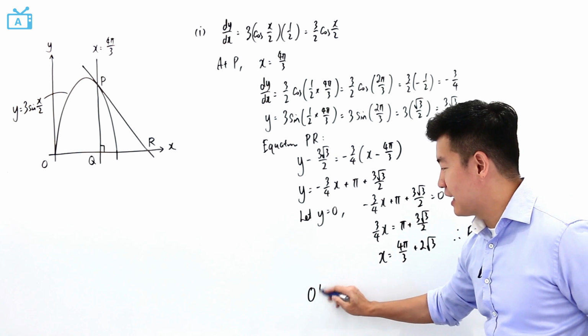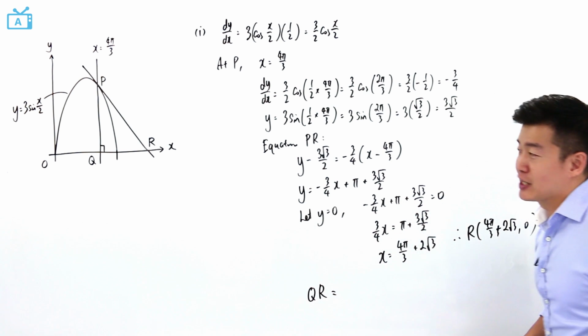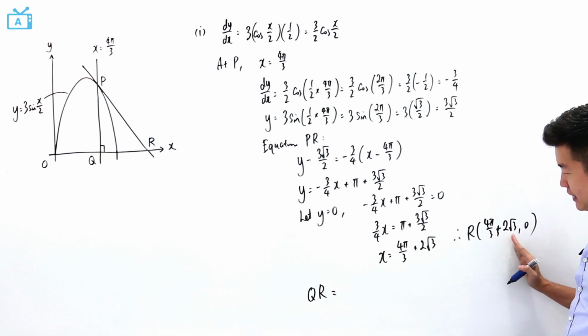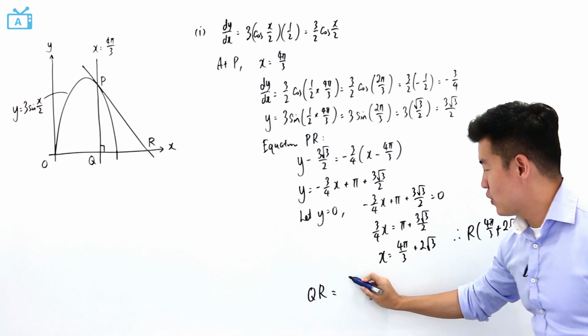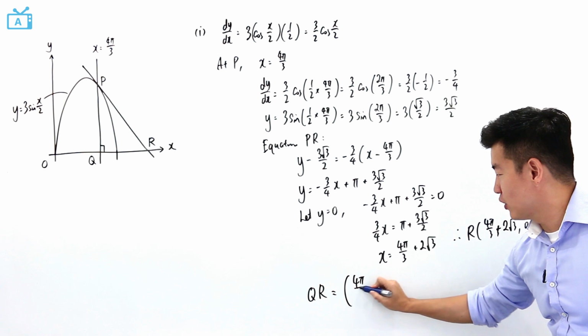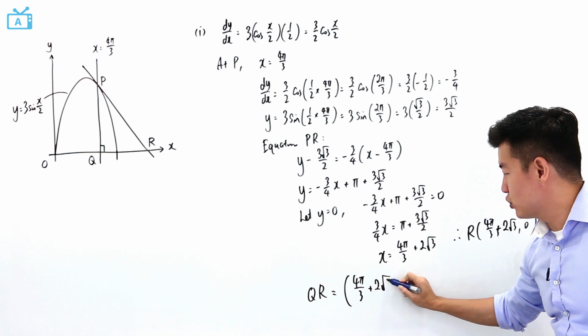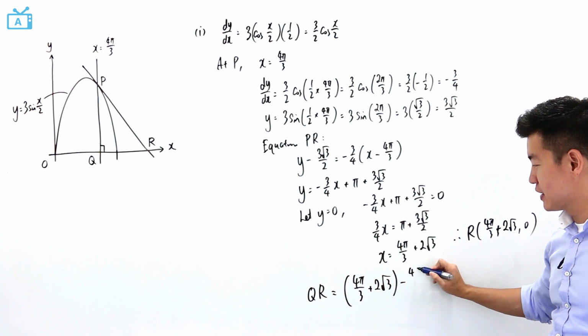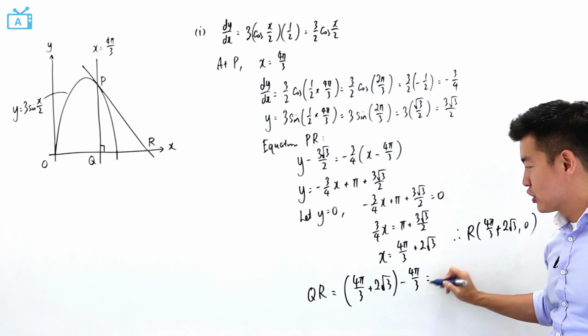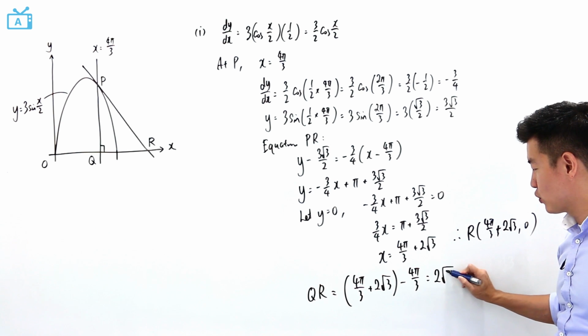Which means that the length QR is just the x-coordinate of R, which is this, minus away the x-coordinate of Q, which is this. So QR is 4 pi over 3 plus 2 square root of 3 minus away the x-coordinate at Q, which is 4 pi over 3. So QR has the length of 2 square root of 3.